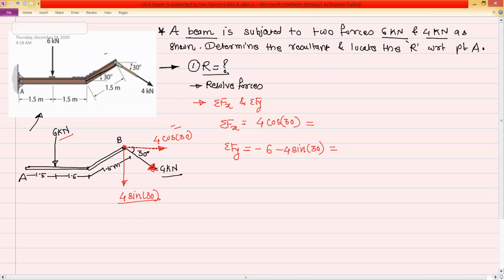So the value of summation Fx, that is 4 cos 30, it is equal to 3.46 kilonewton. And summation Fy, which is minus 6 minus 4 sin 30, so this value is minus 8.